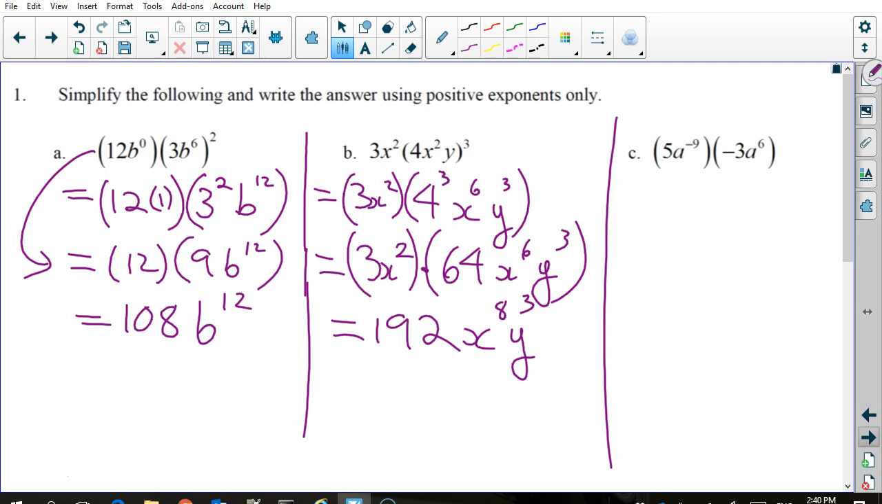Okay, next one. Are there any exponents on the bracket? No. Okay, so we could just multiply 5 times negative 3 is negative 15, a to the power of negative 3, so we have negative 9 plus 6. And negative 15, now it says express your answers using positive exponents only, so it's going to be negative 15 over a cubed.